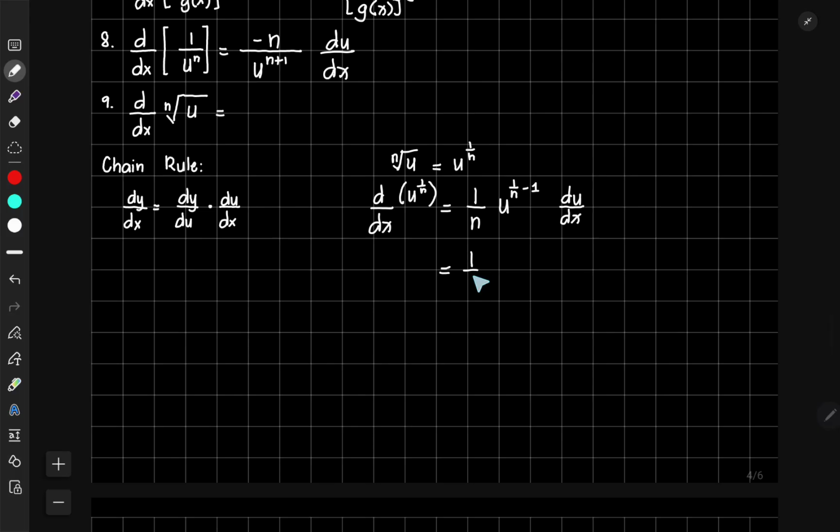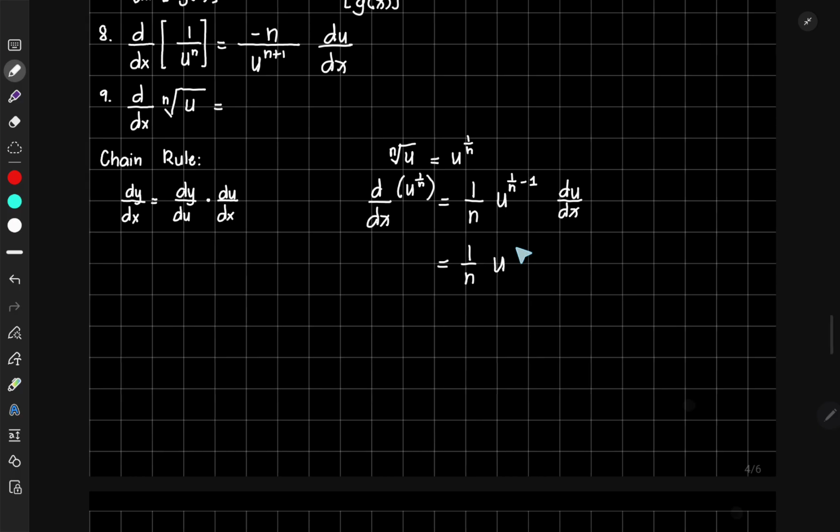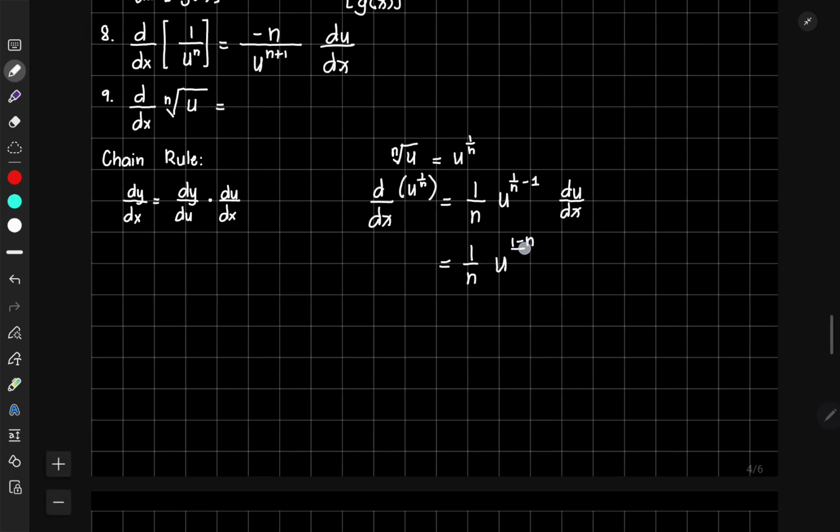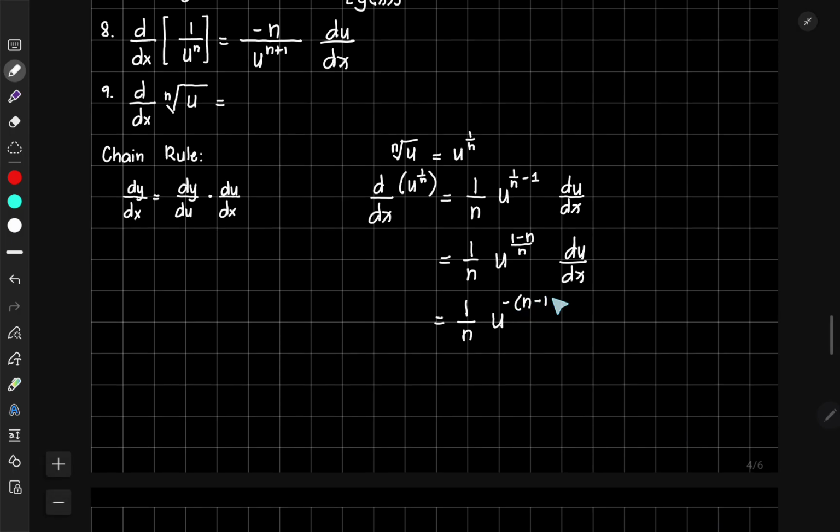So, this is equal to 1 over n. So, ito, magiging 1 minus n all over n. So, this is du over dx. So, let's just bring out yung negative dito. So, magiging 1 over n. So, u raised to negative n divided by negative, magiging positive siya. So, yung positive 1 natin divided by negative, so magiging minus 1. So, this is all over n.